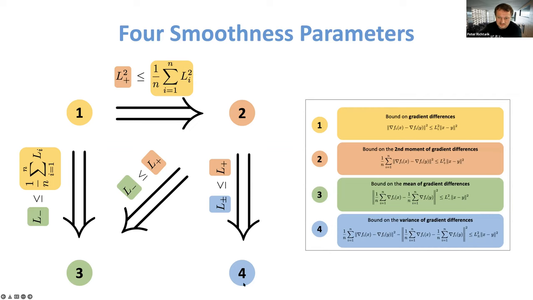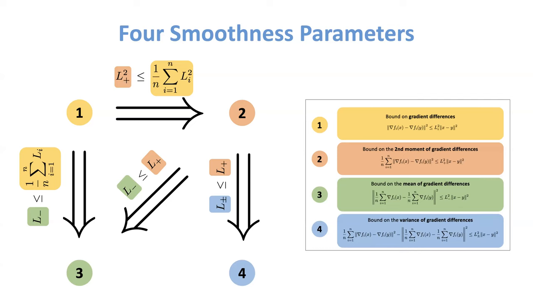But we're not doing this. We're not assuming that four holds and two doesn't. We're actually assuming that one holds. So the chain is all okay, and then this is not an additional assumption. We actually need some level of smoothness.